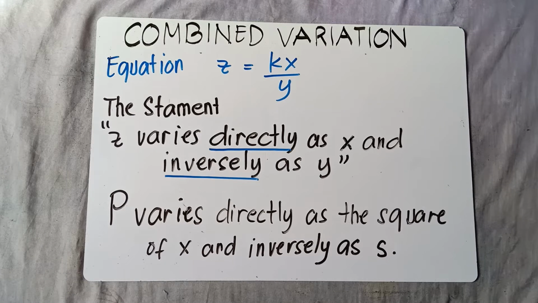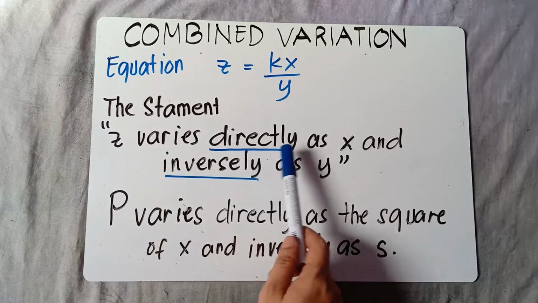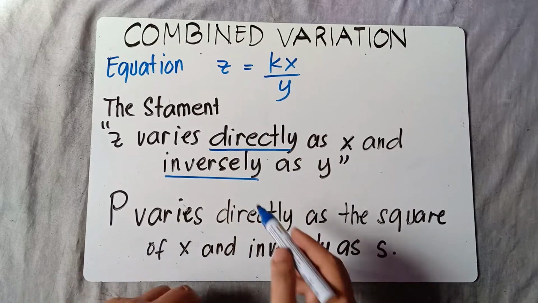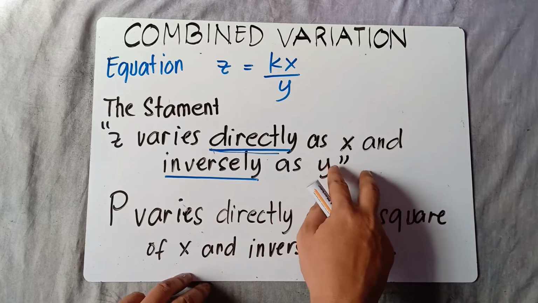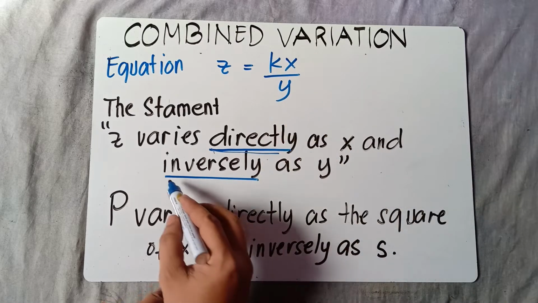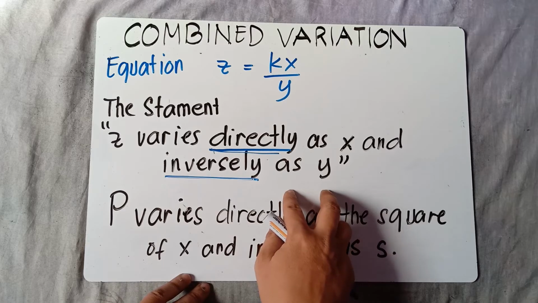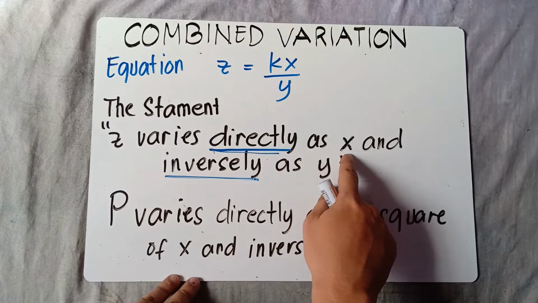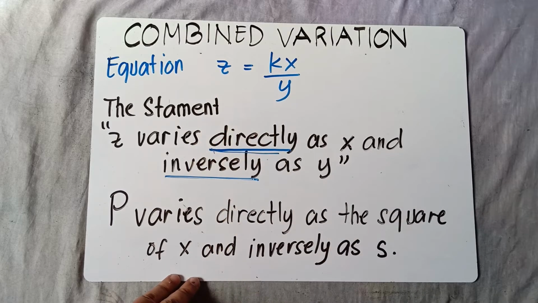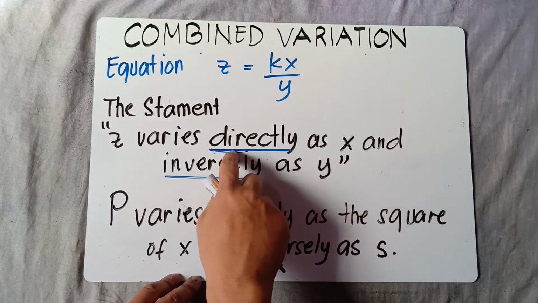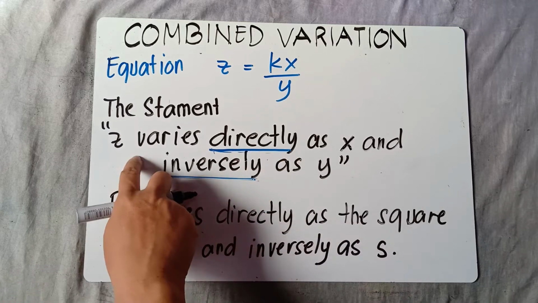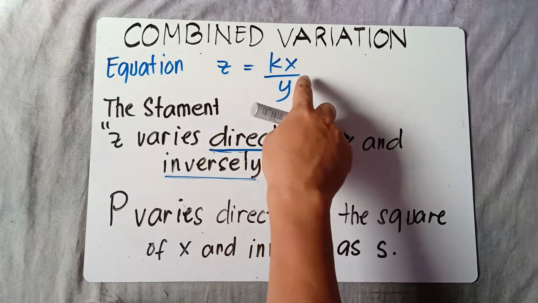By the way, if it says z varies directly as x, this is equivalent to z equals kx, in which if it says directly, your variables must be on the numerator. And if it says inversely, the variables must be on the denominator. Always remember that k, the constant, is always on the numerator. So z varies directly as x, that would be z equals kx.